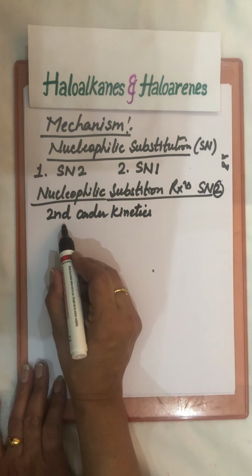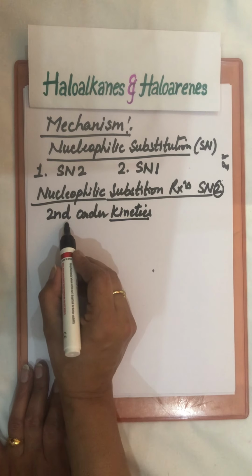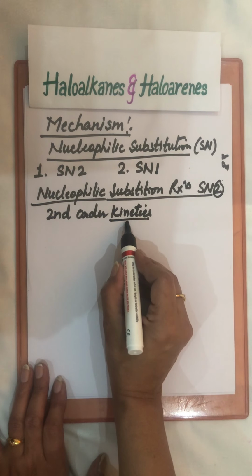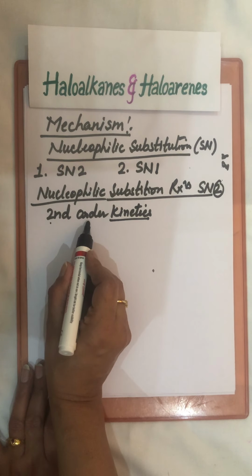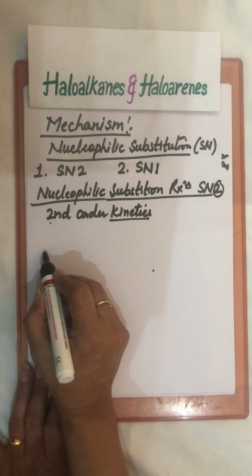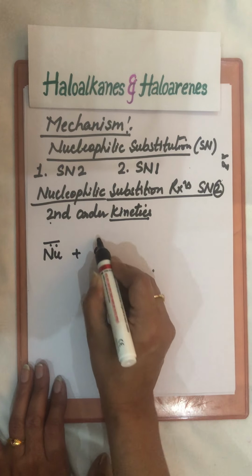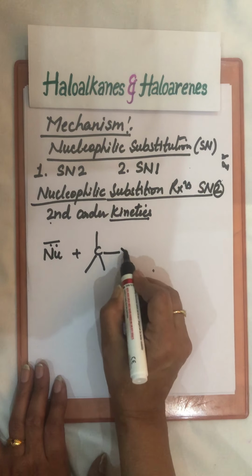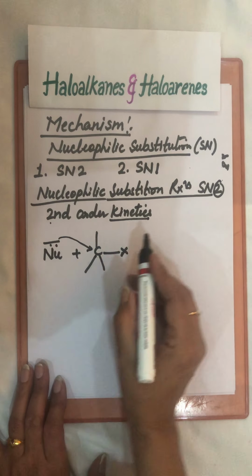Now what is the meaning of second order kinetics? Kinetics means rate. So second order means the rate, the speed of the reaction, depends on the concentration of the two reactants. Like this is the nucleophile and this we are taking as haloalkane. This nucleophile is attacking this haloalkane.